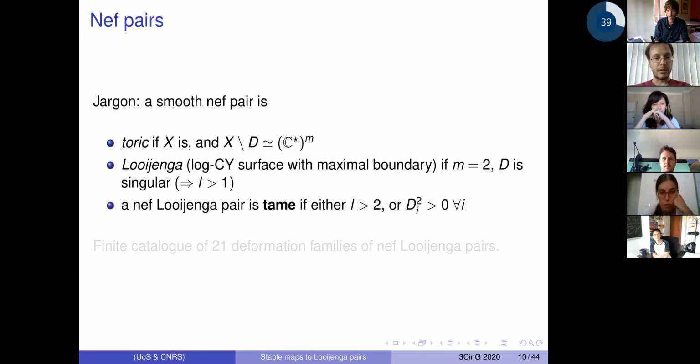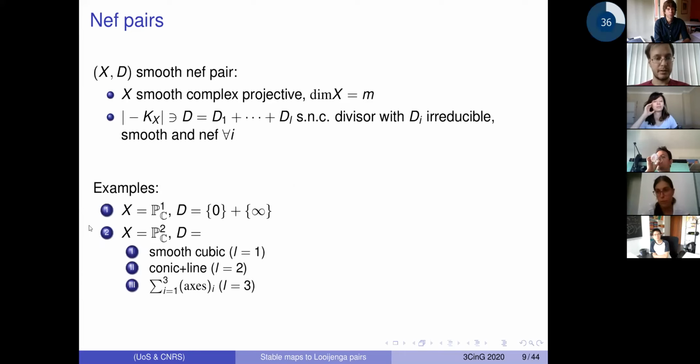And I will call a Looijenga pair tame if either the number of irreducible components is greater than 2, or each of them has positive self-intersection. And this condition will be relevant in a moment. So in the previous examples, I'm just going to go back.